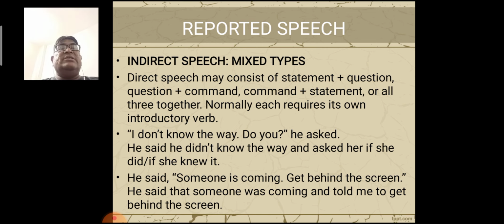He said, "Someone is coming, get behind the screen." Right? So the first statement is simple, assertive, and the second statement is an imperative sentence. So we change into indirect speech likewise. He said that someone was coming and told me to get behind the screen.